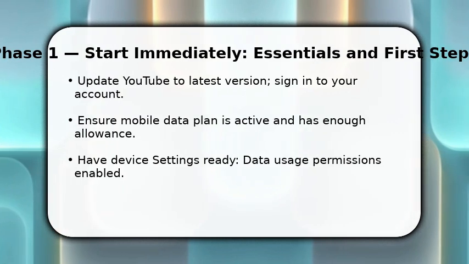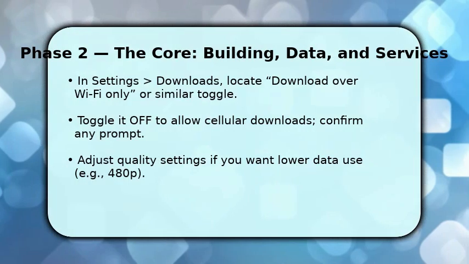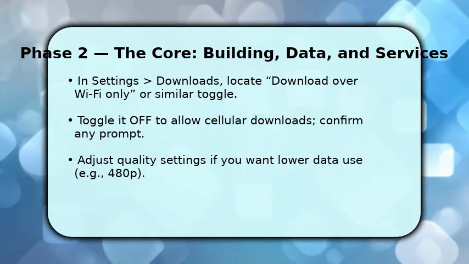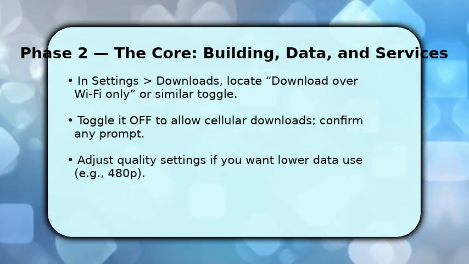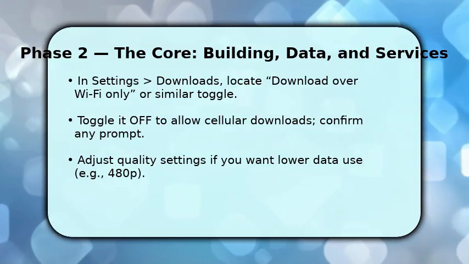You're in downloads now. Look for the download over Wi-Fi only option. Labels vary, but it's the network restriction. Tap the toggle to switch it off. When prompted, confirm you want to allow cellular downloads.